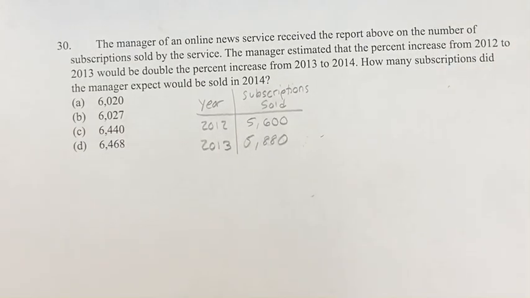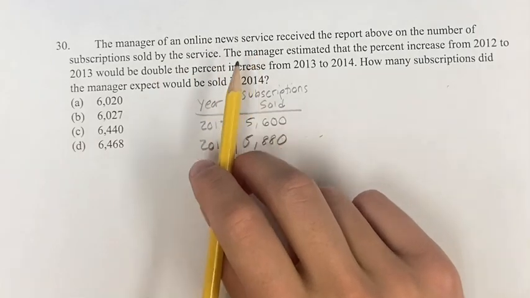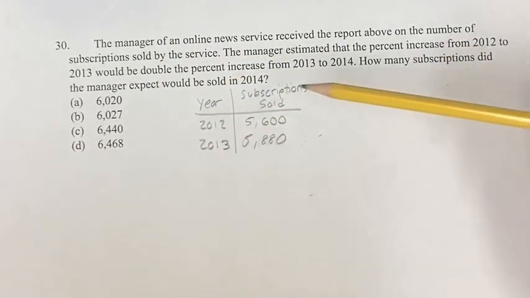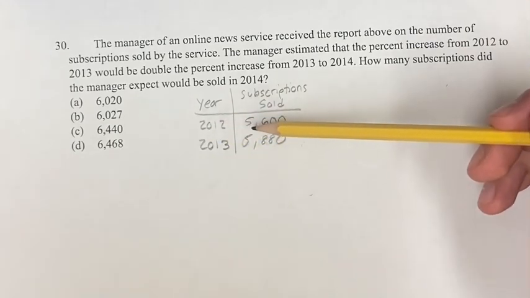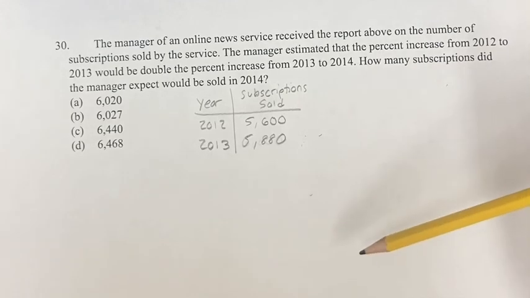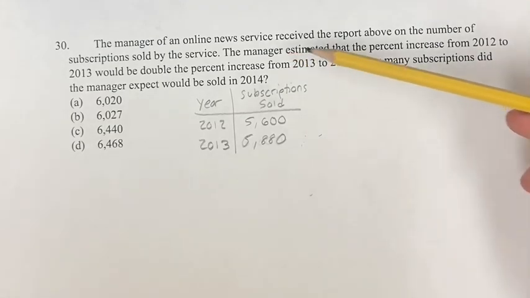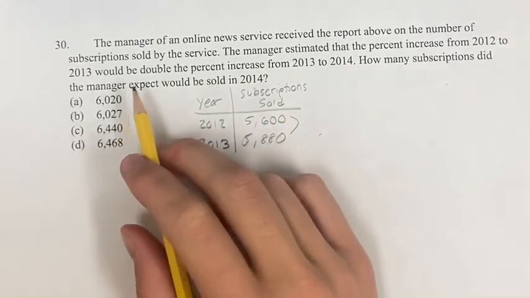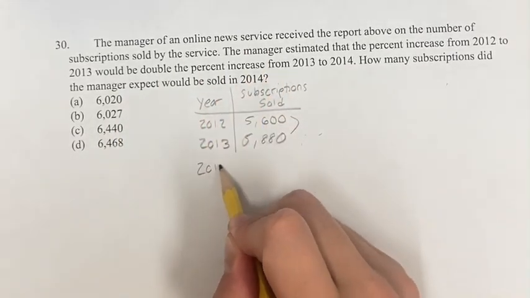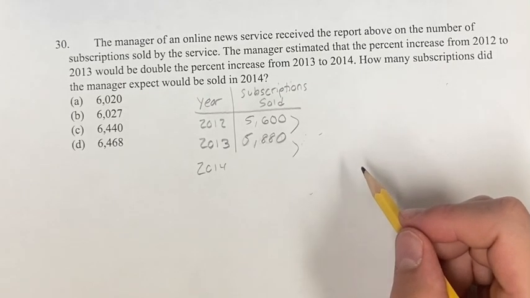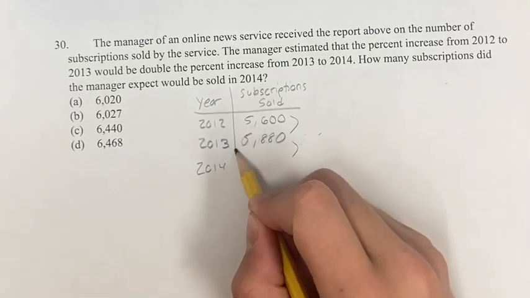In this problem, the manager of an online news source received the report on the number of subscriptions sold by the service. So in 2012, they sold 5,600, and in 2013, they sold 5,880. And the manager estimated that the percent increase from 2012 to 2013 would be double the percent increase from 2013 to 2014. So given this, how many subscriptions would they expect to be sold in 2014?